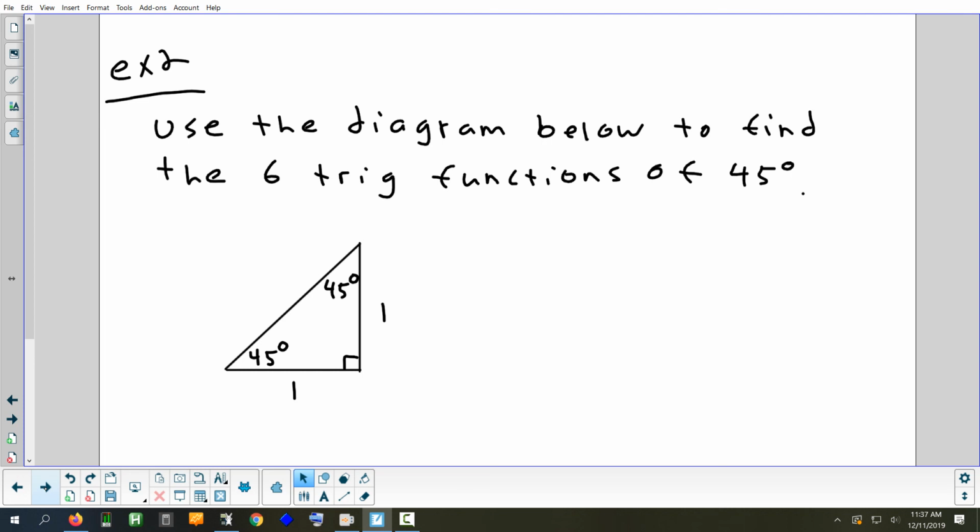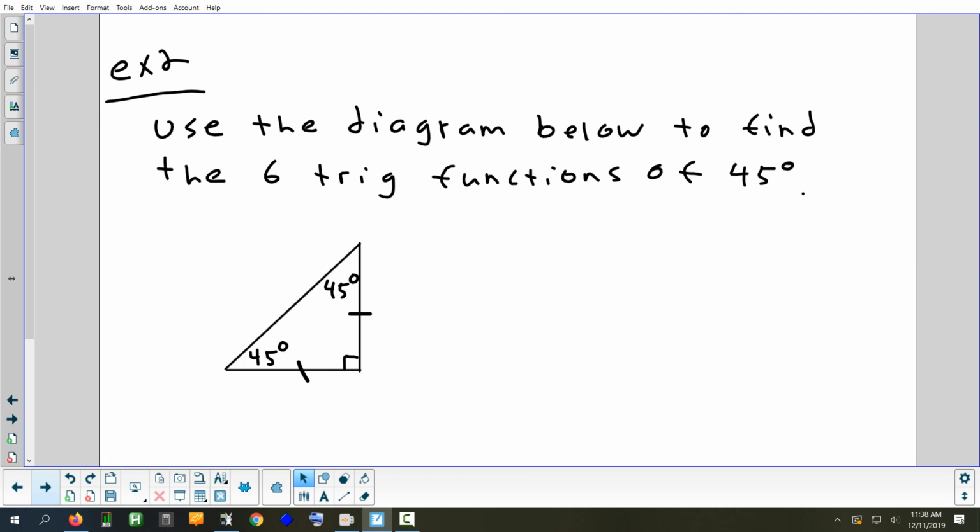Now, I want to use that diagram to find the 6 trig functions of 45 degrees. Now, let's say I just gave you that. What kind of triangle, if you draw a 45 degree angle in a right triangle, what kind of triangle did you just make? Yep, it's isosceles. So remember what I said. Does it matter what size triangle you make to find the sine of 45 degrees? No, so make the smallest one you can. Right? All you have to do is stick to the definition that this is isosceles, which means these 2 sides are the same. So pick any numbers you want. Just keep them the same.